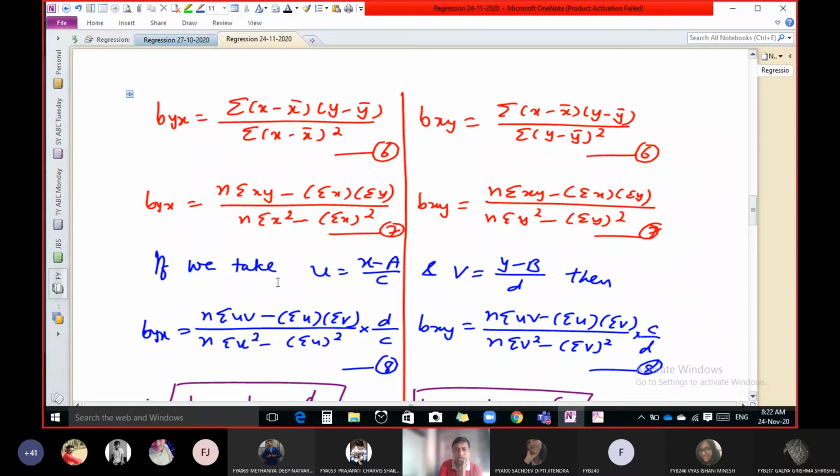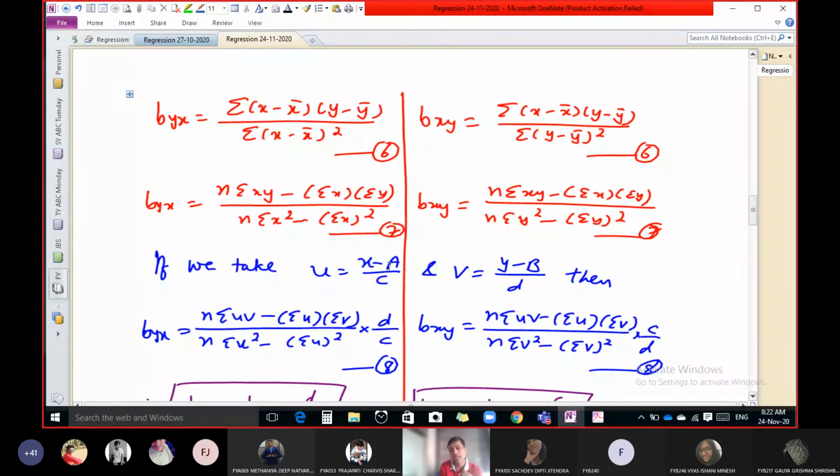Now if x and y are very large and we want to reduce them to small numbers, this is known as the coding of the data, another name is the transformation of the data. So convert the big values of x and y into small values by using the coding. Coding means subtracting something and dividing by something from all the observations, and we get one new observation, denoted by, let us say, u.